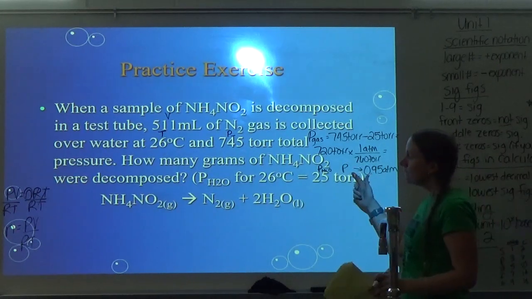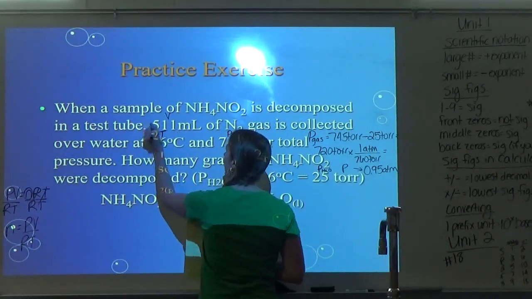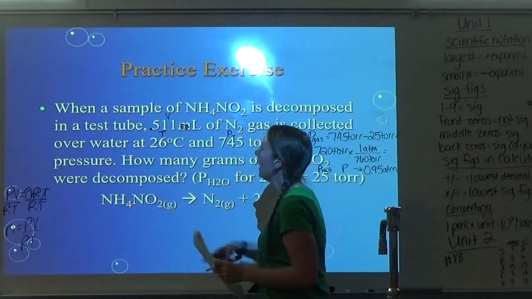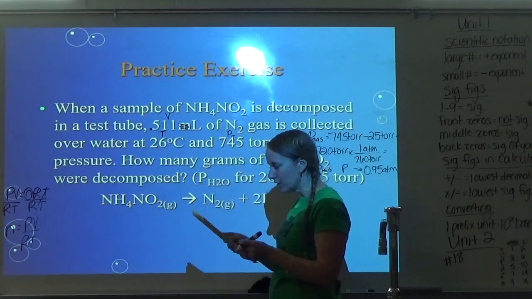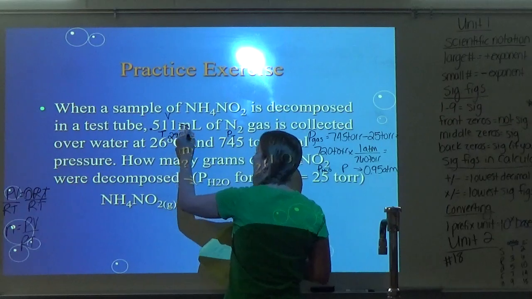Alright, so now I have pressure, I have volume. Of course, I'm going to need to change this to liters, so just divide by 1,000, so it'll be that. I have temperature, so let me add 273 to that, and then it becomes 299 Kelvin. So now I'm ready to plug in.